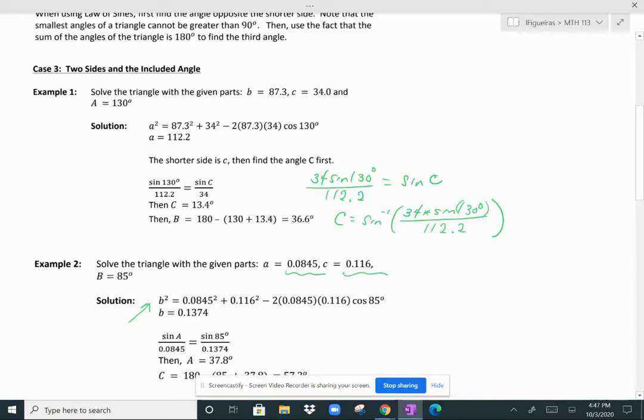Again, there were 4 decimal places here, 3 decimal places here. So always round to what is given in the problem. And since one had 4 and one had 3, pick the greater precision. So pick 4 decimal places.